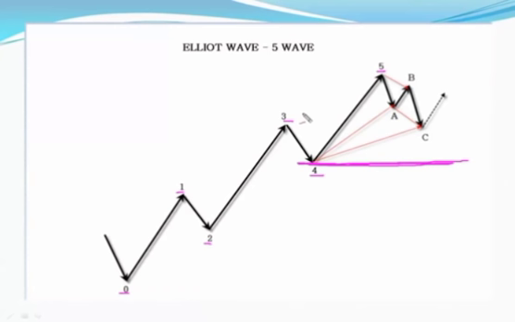Yeah, butterflies, you have bats, you have crabs. So this is more of either a bat or a Gartley type of pattern. And I'll get into those in a little while. But on a typical Elliott wave structure, the 5 wave would have typically your ABC corrective wave.